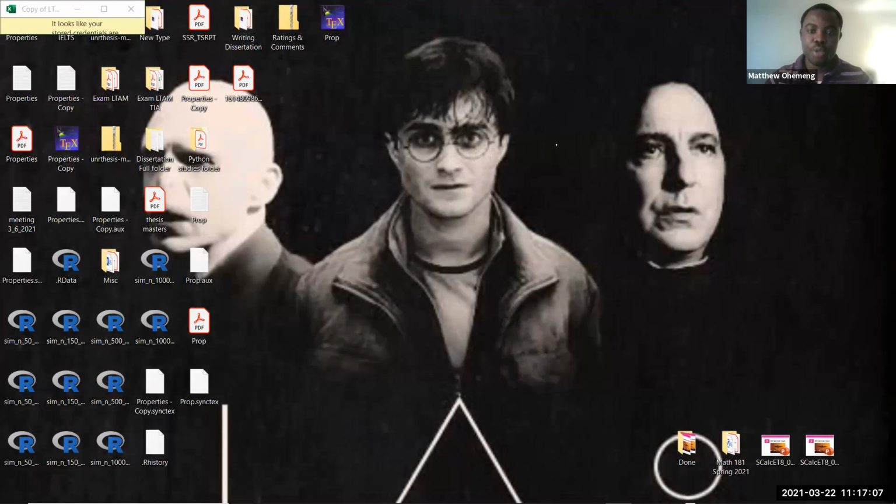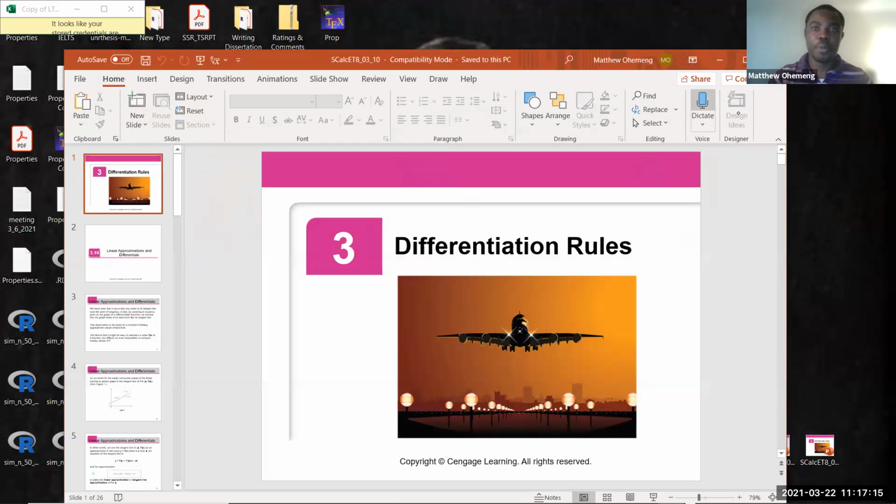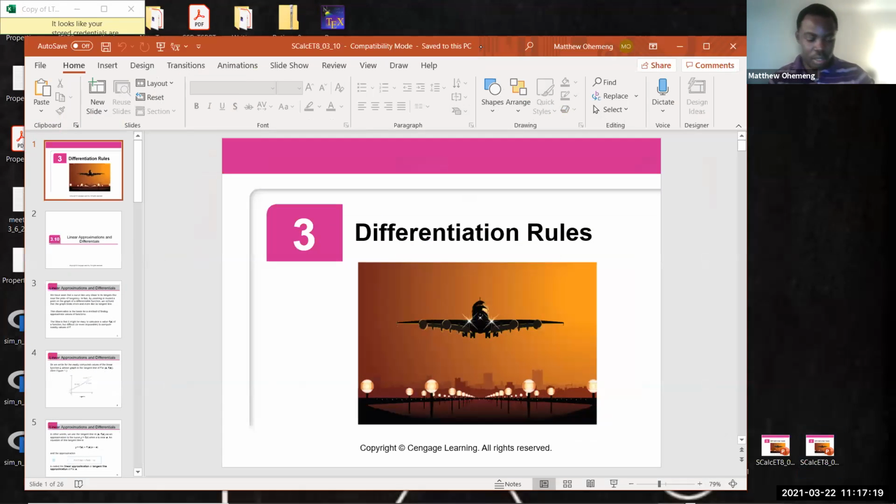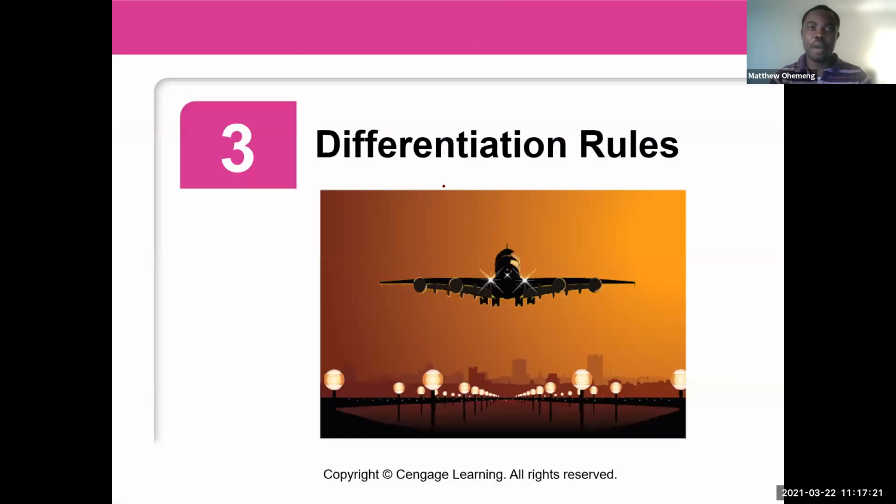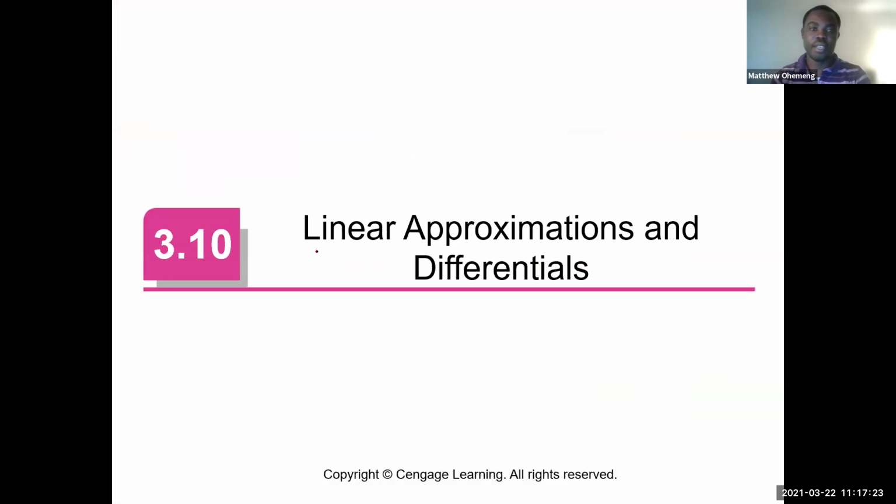Yes, related rates will be on the exam. For that, I'll encourage you to solve the questions in the homework. There are just 5 problems, so it shouldn't be too bad. Okay, so I'm sharing the PowerPoint slide for 3.10, and that's linear approximations and differentials.